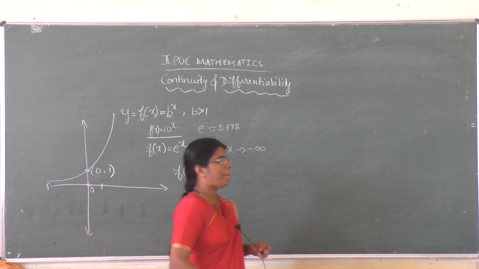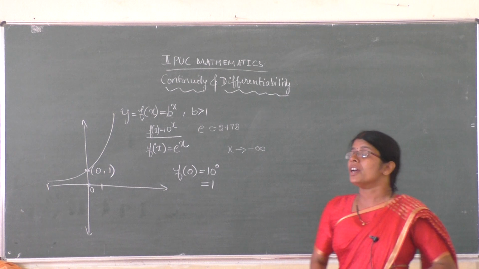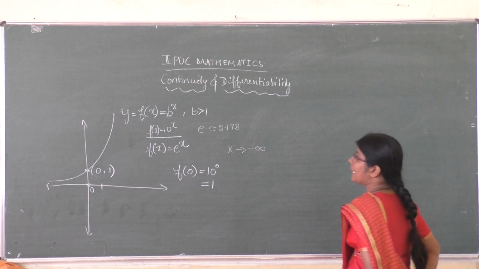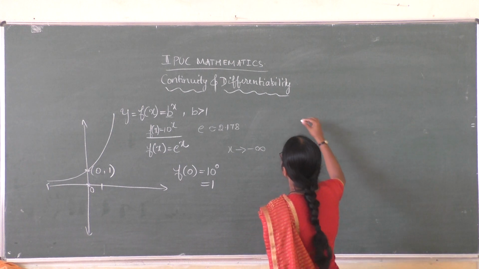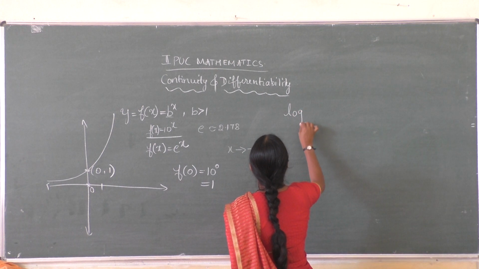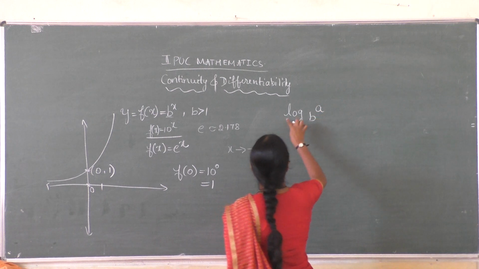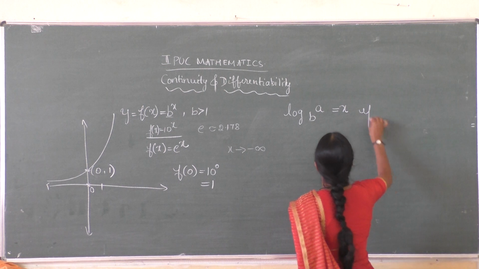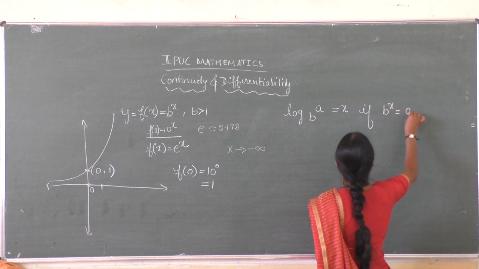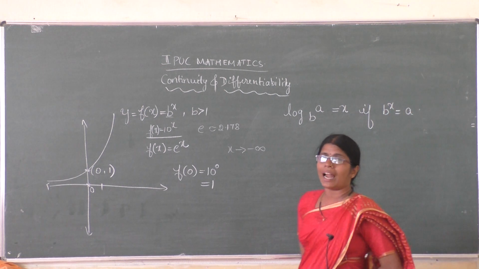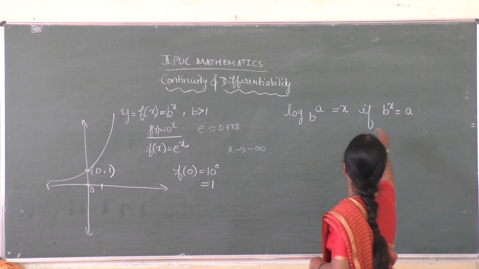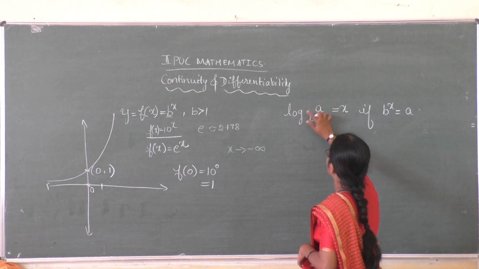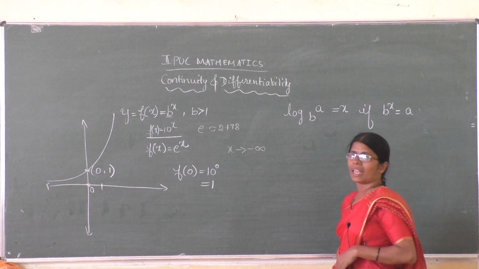Based on this exponential function, we have to define one more function, that is the logarithmic function. Logarithm of a to the base b is x if b to the power x is equal to a. Suppose you write b to the power x is equal to a, then this can be written in terms of logarithm, that is log a to the base b is equal to x.